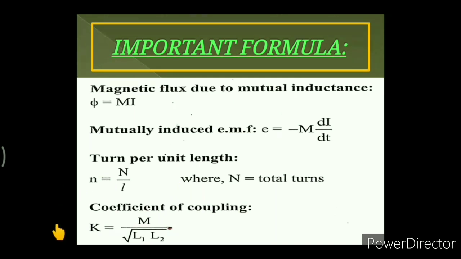Next, we had seen the coefficient of coupling K, which is a measure of the portion of flux that reaches coil 2, which is in the vicinity of coil 1.